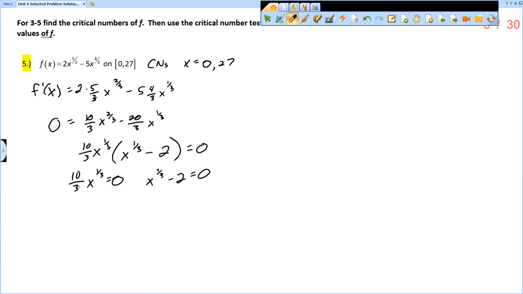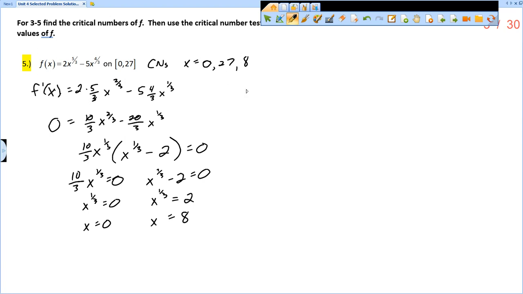For the first factor, we're going to divide by 10 thirds, so I get that x to the 1 third equals 0. Now I'm going to cube both sides, so x equals 0. Obviously x equals 0 is an endpoint. The derivative would not be equal to 0 there, it would be undefined technically, but all right. Next we're going to add 2, so x to the 1 third equals 2. Now I'm going to cube both sides, so x equals 2 cubed, which is 8. So 8 is another critical number. So I have 0, 8, and 27.